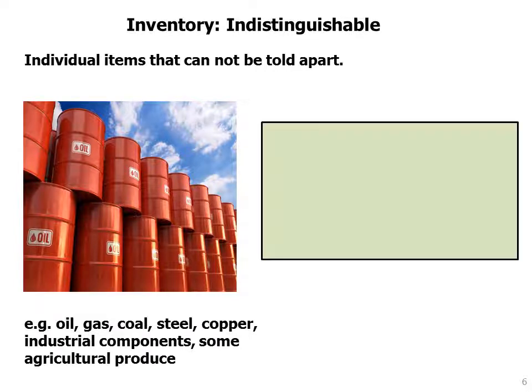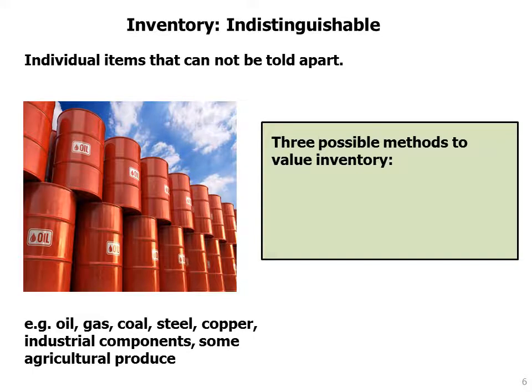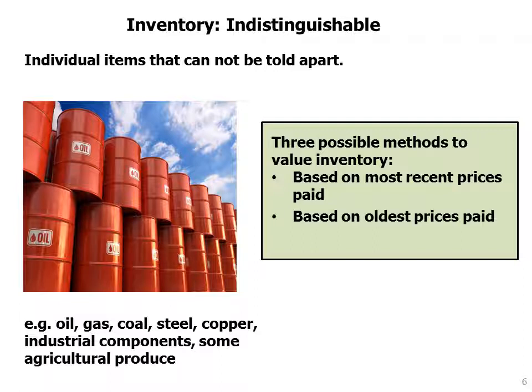The accounting treatment for this: there are three possible ways in which inventory can be valued from an accounting perspective. It can be valued on the basis of the most recent prices that have been paid for the inventory. It can be based on the oldest prices that have been paid, or it can be based on an average cost. All three methods are possible, and we will look at these in due course.